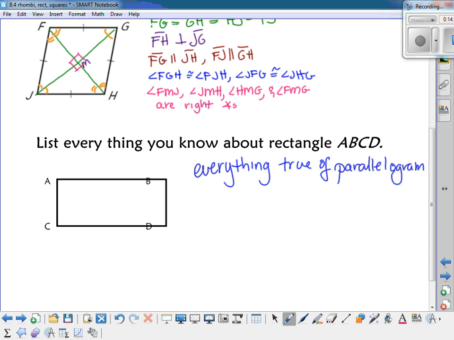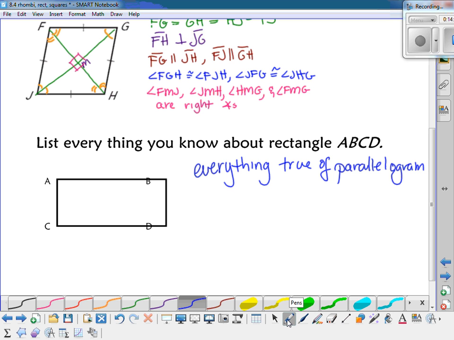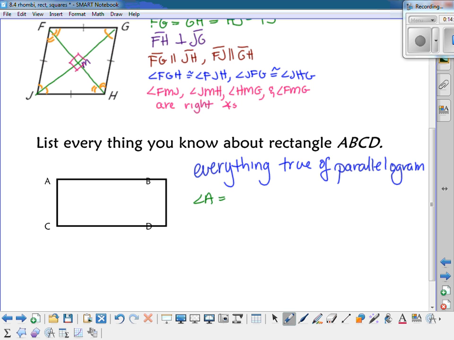But in addition to that, I also know that angle A is congruent to angle B, which is congruent to angle C and congruent to angle D, because they are all right angles. And I also know that if I draw my diagonals, that they would also be congruent. So AD would be congruent to CB.